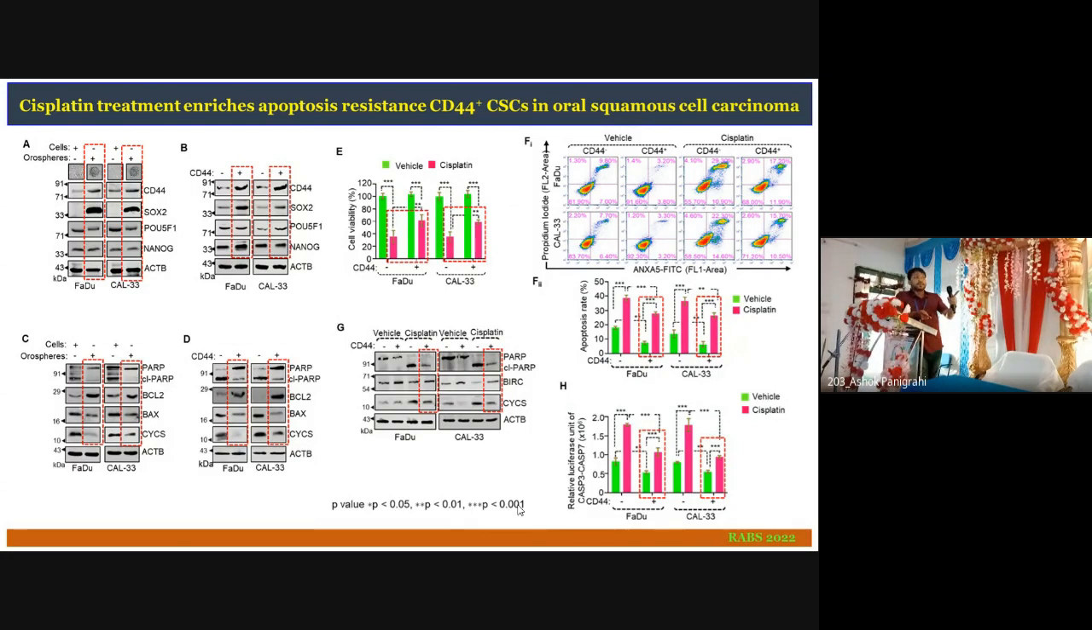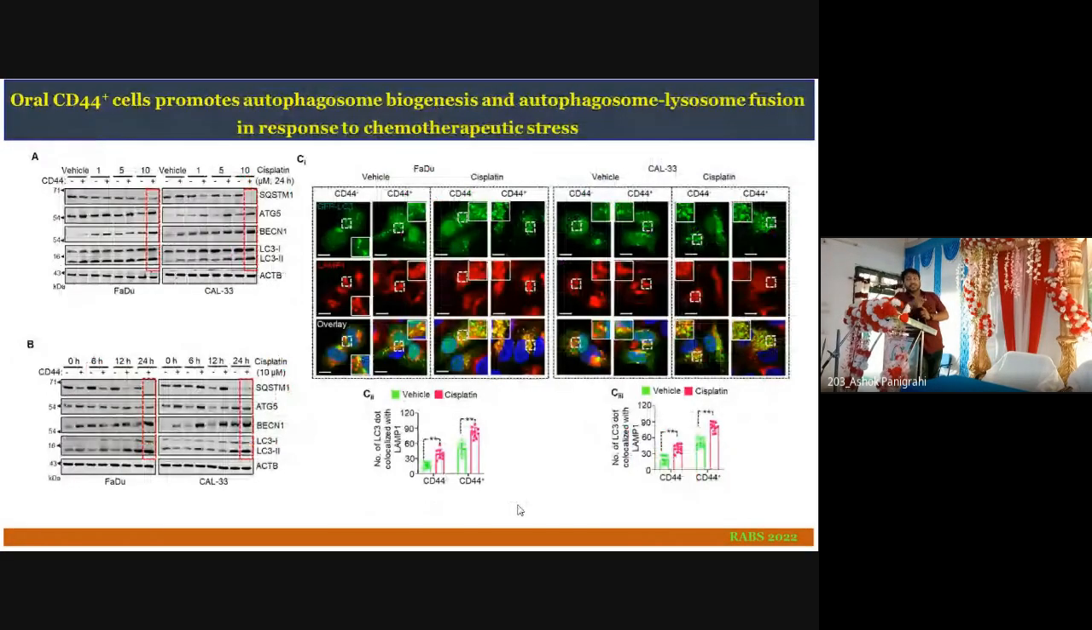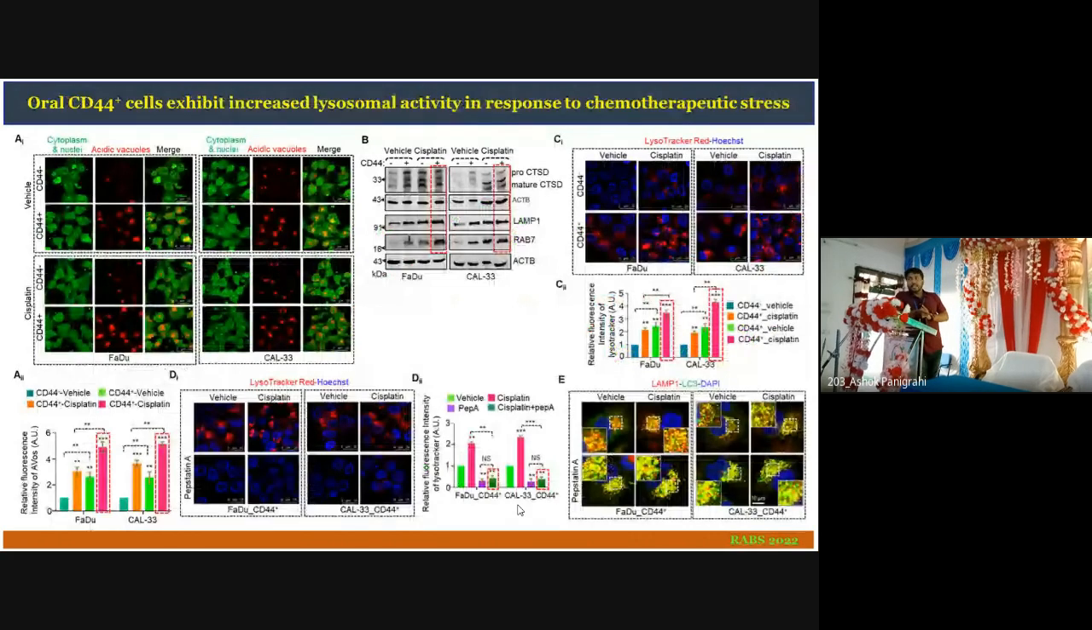So as I already mentioned, autophagy plays a major role in regulating cancer cell death and chemoresistance. We then evaluated the autophagy status and found that when these cancer cells are exposed to cisplatin for different time points, autophagy markers were upregulated. Next, lysosome plays a key role in regulating autophagy. So we measured the lysosomal activity using different experiments.